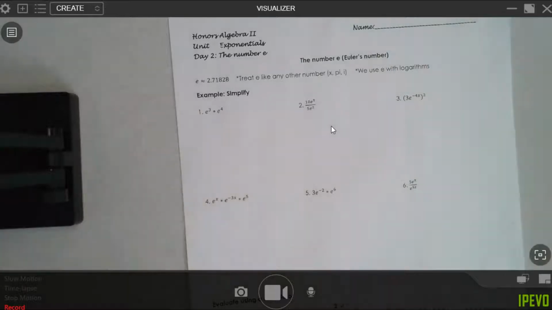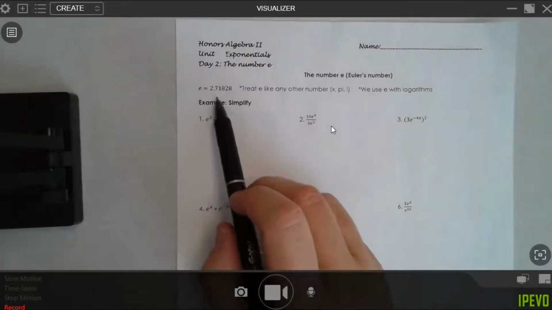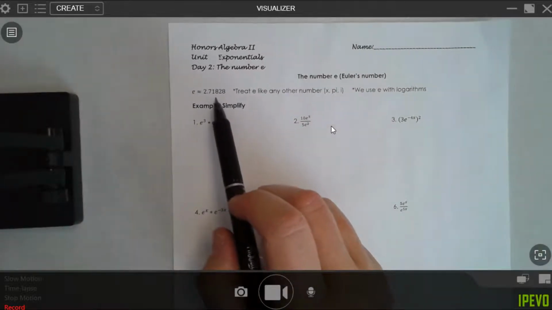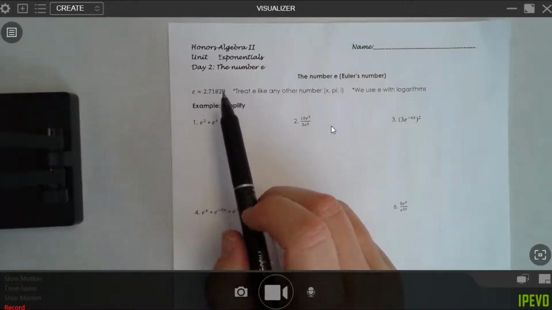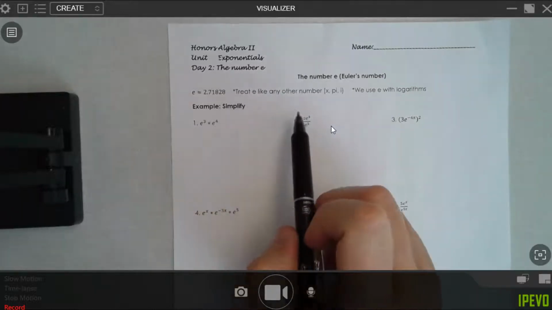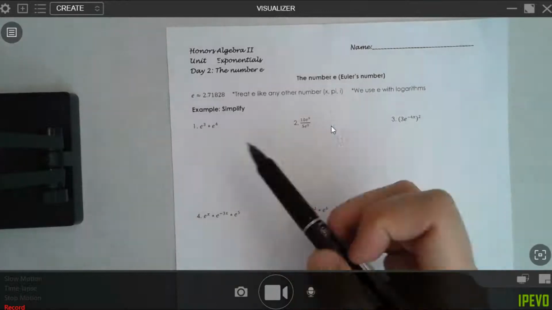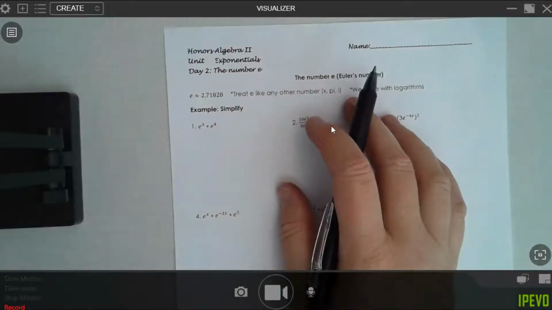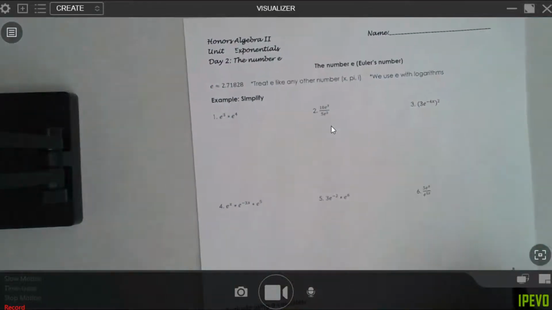All right, so today we're going to be talking about the number e, and yes, e is a number. It's about 2.72, and it has to do with logarithms and natural logarithms, the base of a natural logarithm. So we're going to treat e just like we do other numbers like pi, or i. It can be treated like an x. So first we're just going to try to simplify with them so we understand how to work with e's.